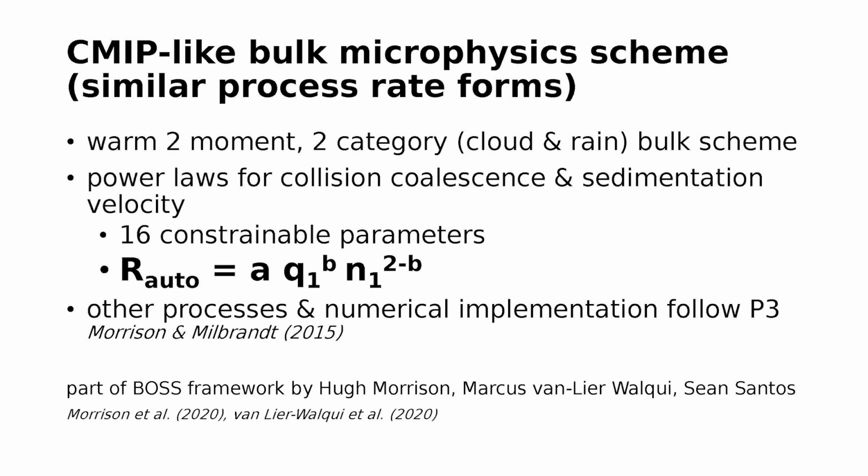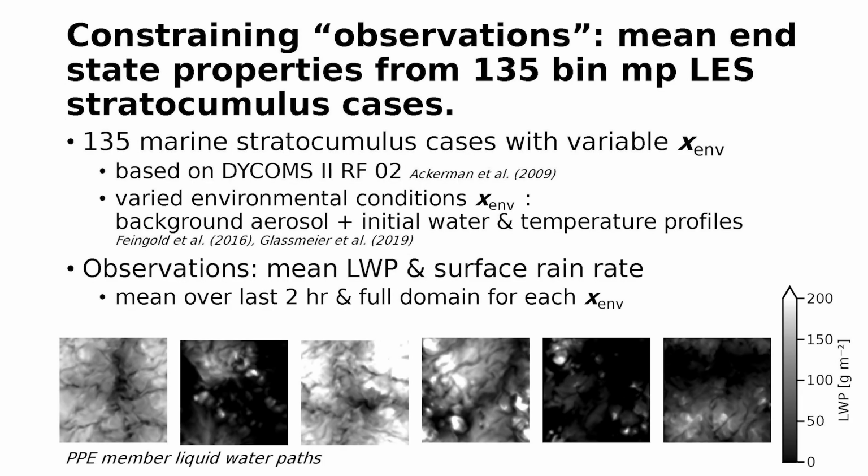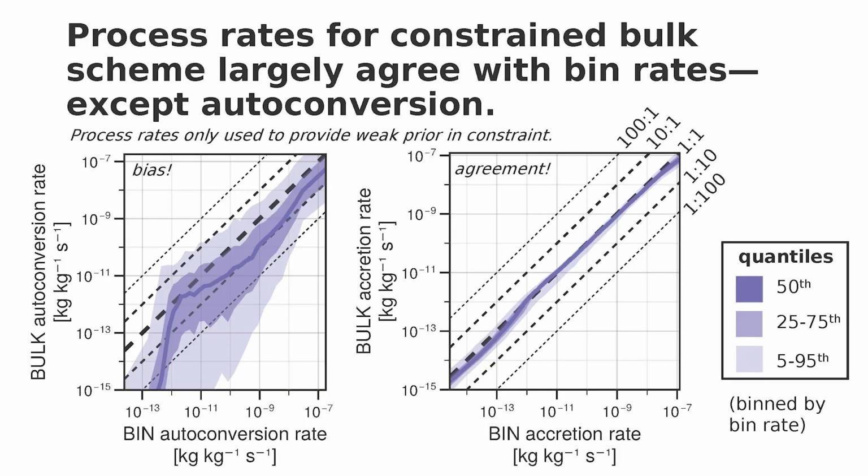And I'll just highlight this as part of the BOSS framework being developed by Hugh Morrison, Marcus Van Lier-Walqui, Sean Santos, and others. Here we use as constraining observations very simple mean state properties: mean liquid water path and surface rain rate from a bunch of different LES simulations run with the TAU bin microphysics of different stratocumulus cases, where we perturbed the environmental conditions of background aerosol and initial water and temperature profiles.